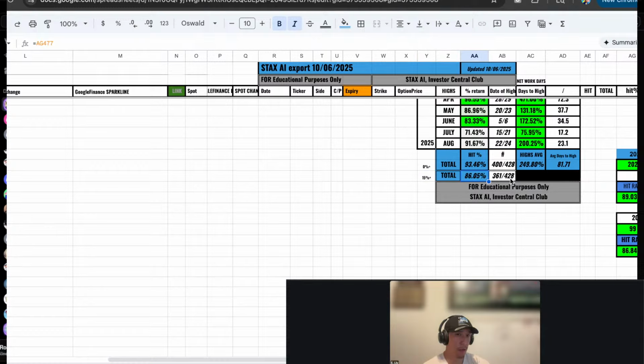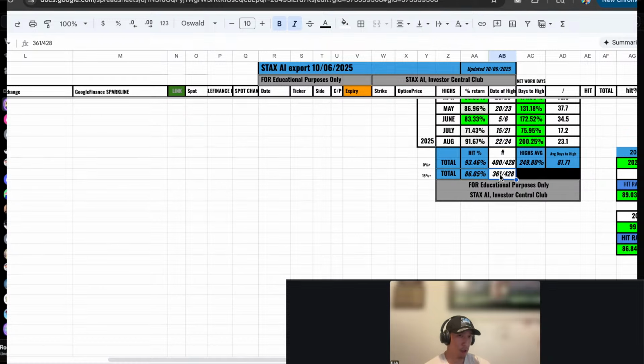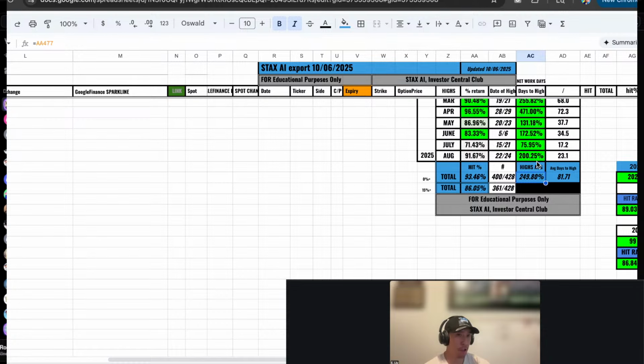86% win rate. So out of the 428 prints from up through last month, you can say 361 of those were considered wins. On average, the highs of all of those prints average over 249%.